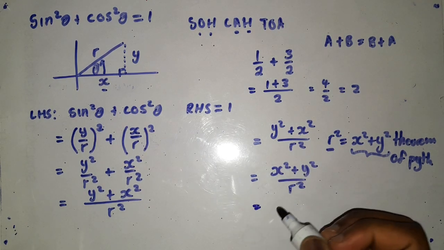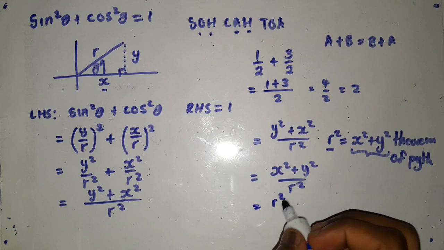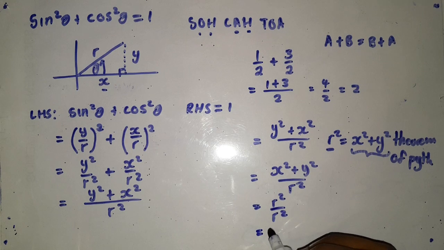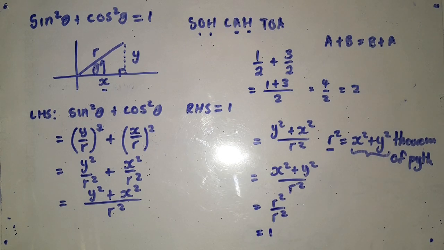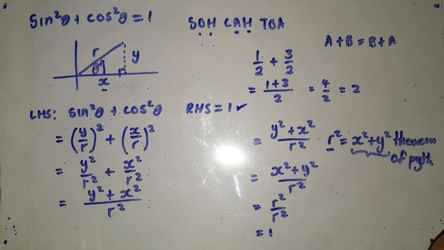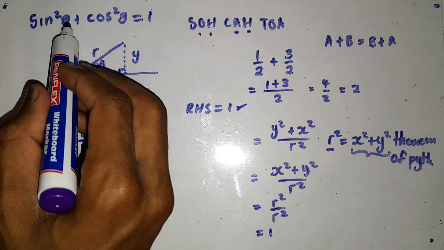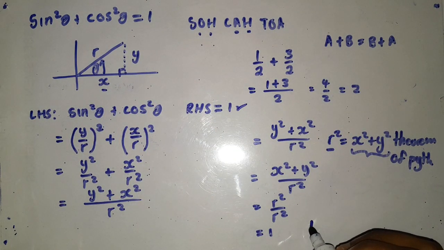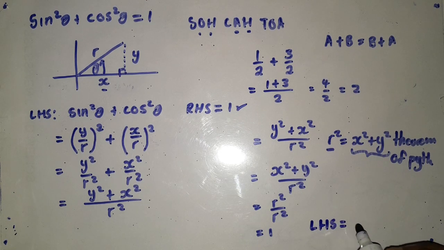Then it's going to be r squared all over r squared, which is 1. Our right hand side is 1. Our left hand side was sine squared theta plus cos squared theta. At this point you can say our left hand side is equal to the right hand side. Just like this, we have managed to prove the square identity.